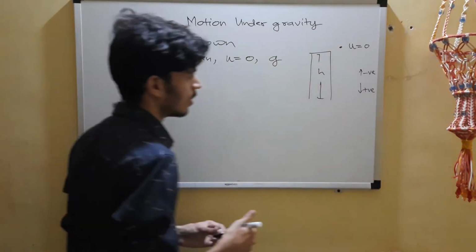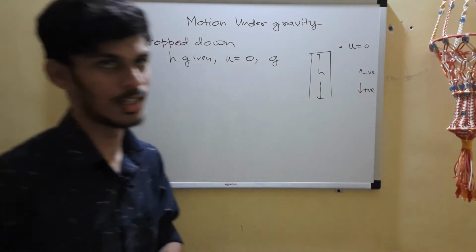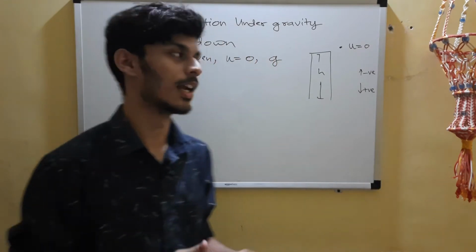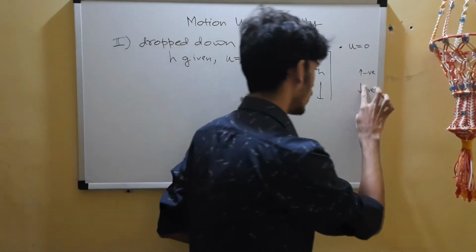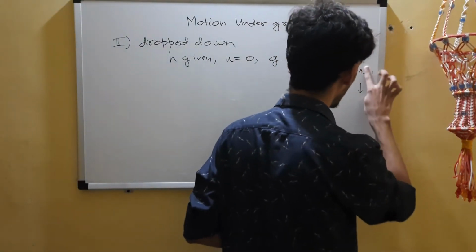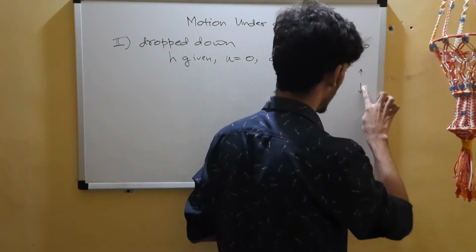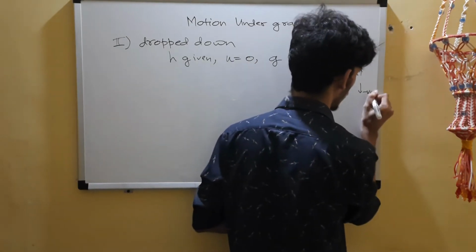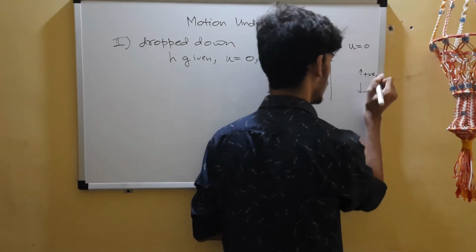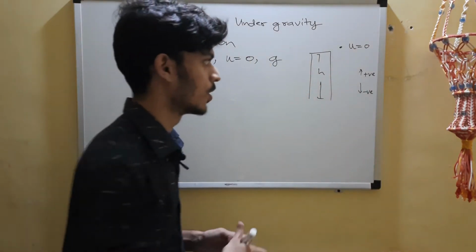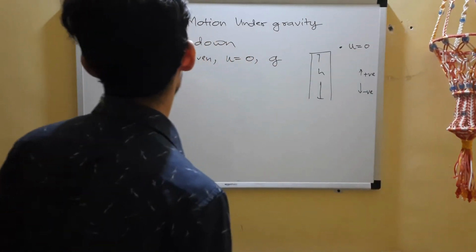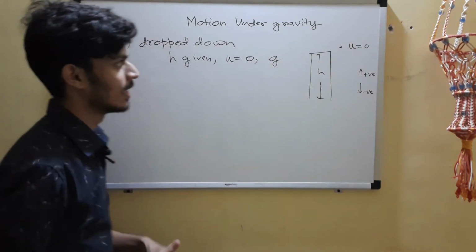I told you, you can take any direction to be positive and the other one to be negative. If you are stuck, like if you want to follow the conventions thoroughly, then okay, I'll choose it in your favor. So downward is negative as usual and upward is positive. Okay, so what will they ask in such a case?